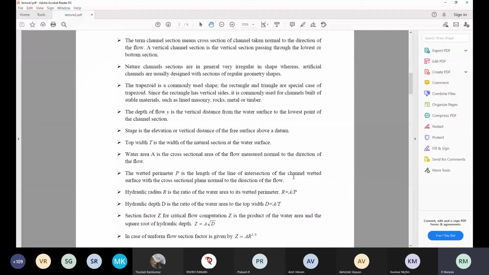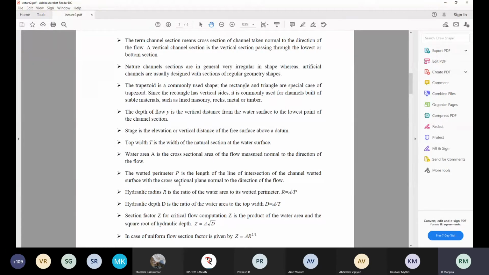Is this screen visible? Yes, ma'am. So here you can see the natural and trapezoidal, different types of channels, and we have seen the depth of the flow, and the stage is the elevation or the vertical distance of the free surface, and T is the top width. Then water area is nothing but the cross sectional area. Suppose this is a rectangular channel, then T into y is your water area.